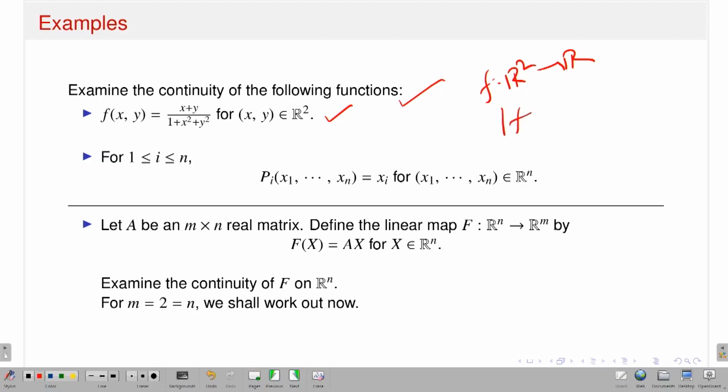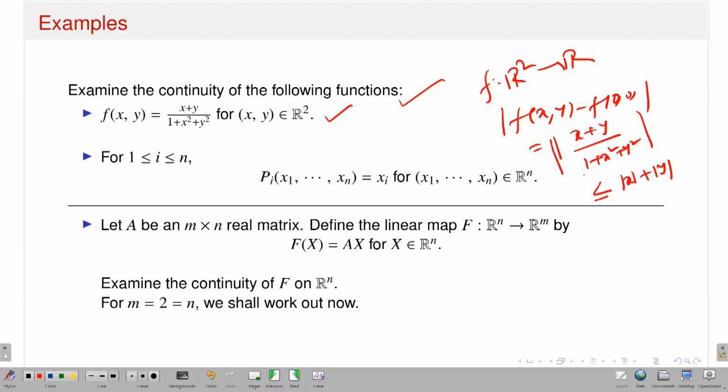For that you have to somehow estimate f(x, y) minus f(0, 0). And what is this? By definition of the function, this is nothing but (x plus y) divided by (1 plus x square plus y square), because f(0, 0) is 0. If you remember, I did some similar calculations one slide before. This is certainly dominated by mod x plus mod y, because the denominator 1 plus x square plus y square is always greater than 1. Therefore, 1 by (1 plus x square plus y square) is less than or equal to 1, and modulus of (x plus y) is less than or equal to mod x plus mod y, which is also less than or equal to 2 times square root of x square plus y square.